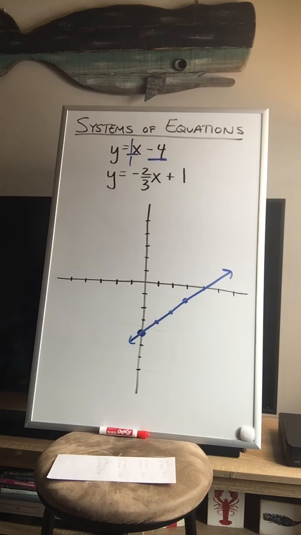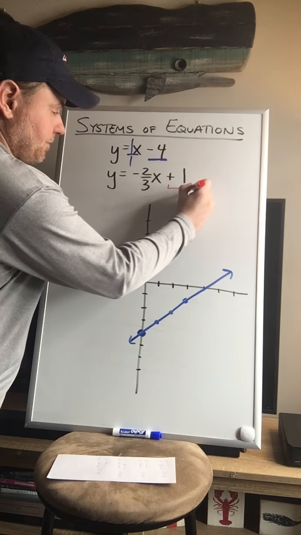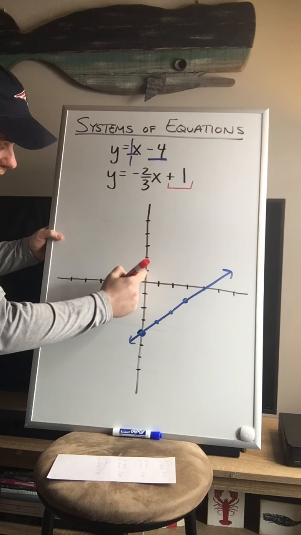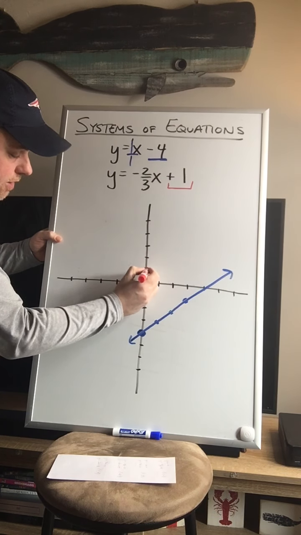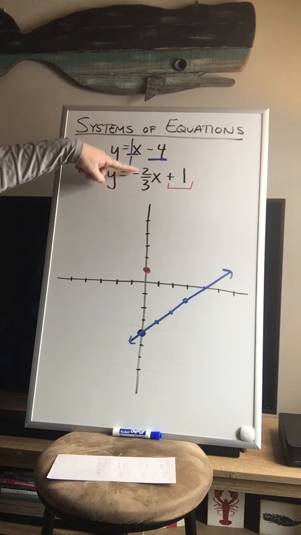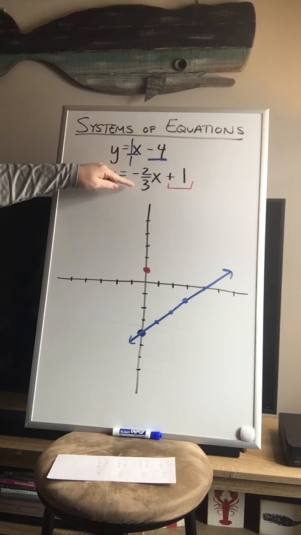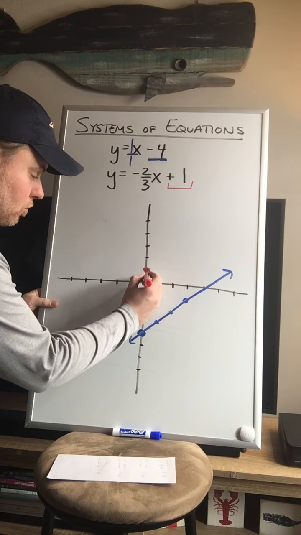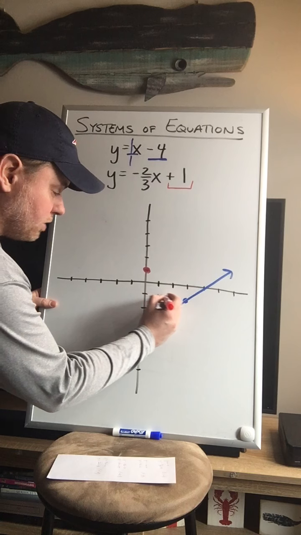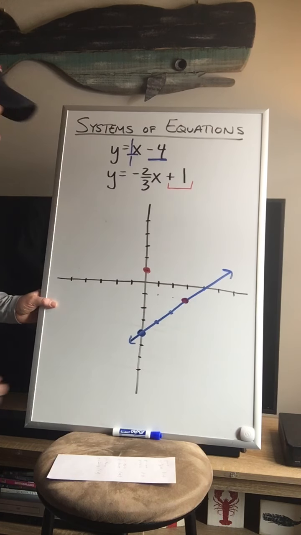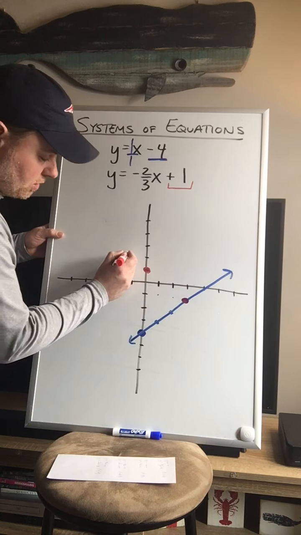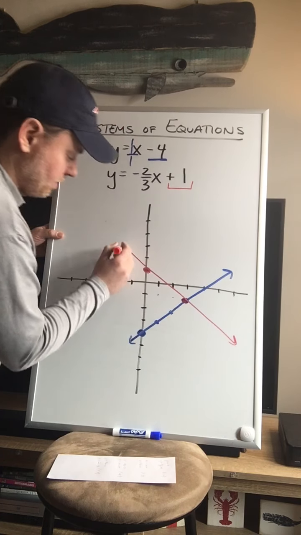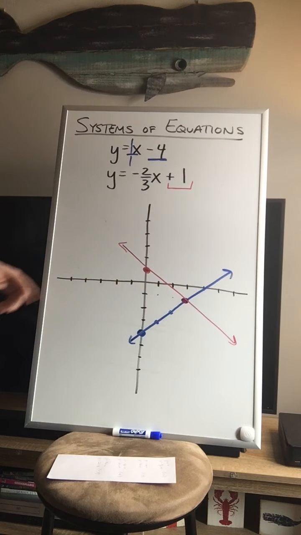Okay, now for the second line, my y-intercept is 1. So I'm going to start up 1 and put my dot there. And now my slope is -2/3. So remember, rise over run, I'm going to go down 2 and right 3. So down 2, 1, 2, and right 3, 1, 2, 3. Boom, there's the point. So I draw this line, right? And there's the point where they cross. That's the point that I'm interested in.